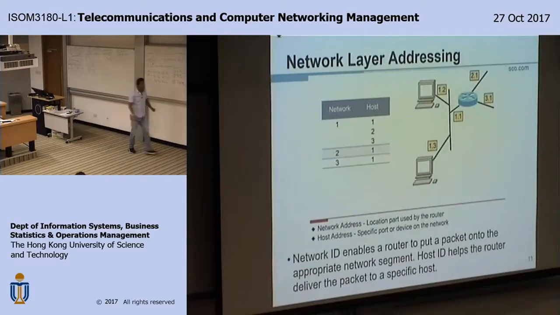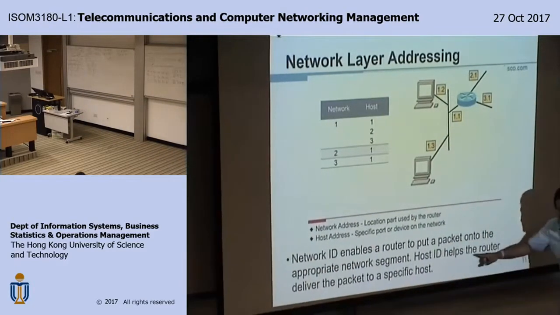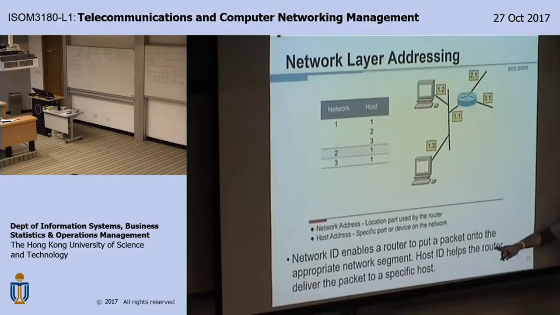Guys, look at the next one. Could you please delete the router? Delete the router here, please. Just a typing mistake in the lecture notes. Delete the router. Delete this one.